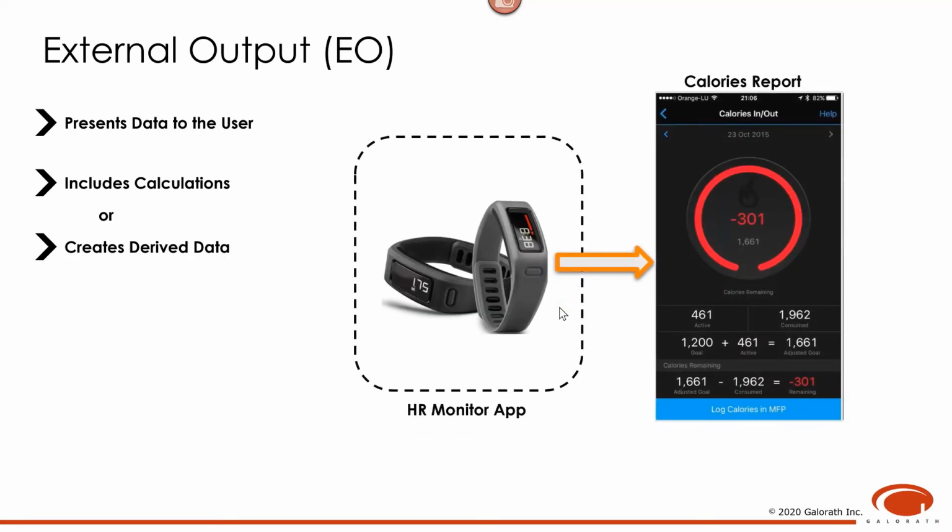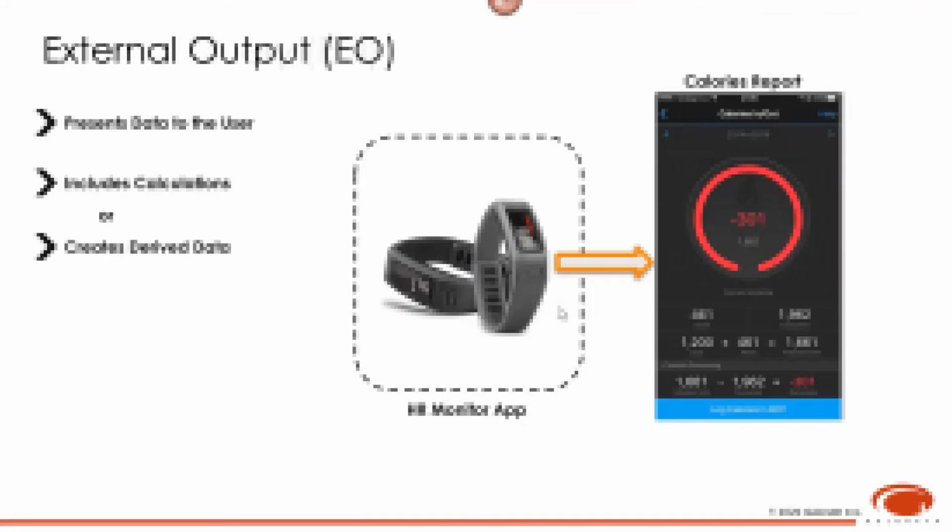An example of an EO is a report from your heart rate monitor. As you can see, the information in this report is leaving the application and it also includes calculations. Therefore, this is classified as an external output or EO.